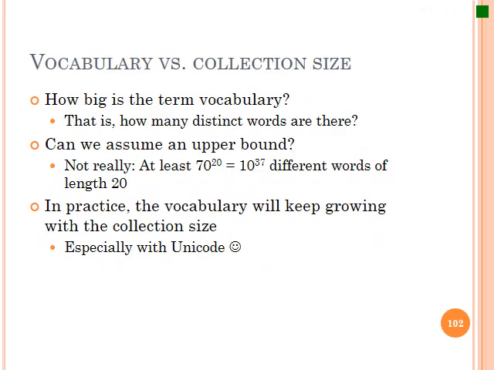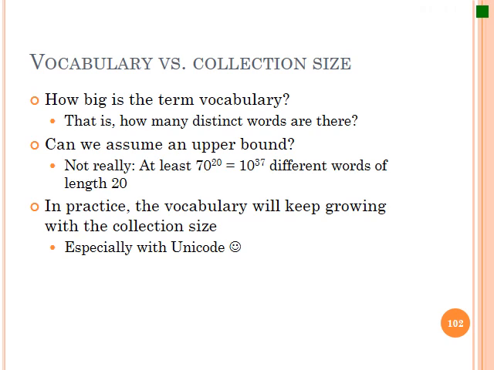So let's look at the situation of our task here. First, how big is our vocabulary? In other words, how many distinct words are there? Can we assume an upper bound? Why do I care about that? Well, because if I want to store the dictionaries, I want to know how many bits I need to store each distinct word.